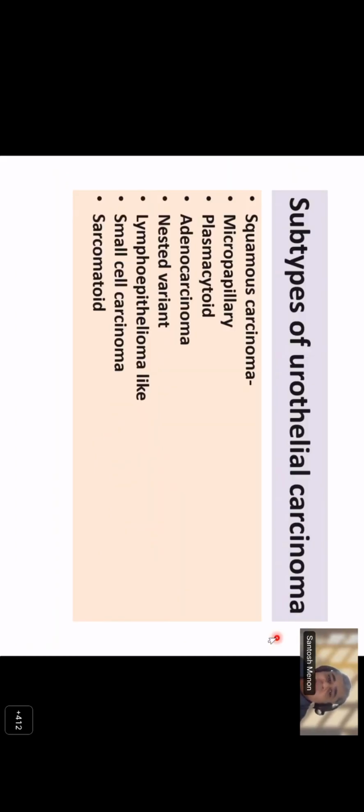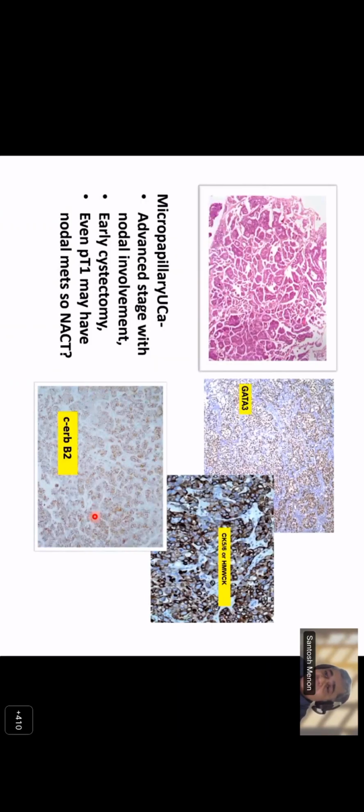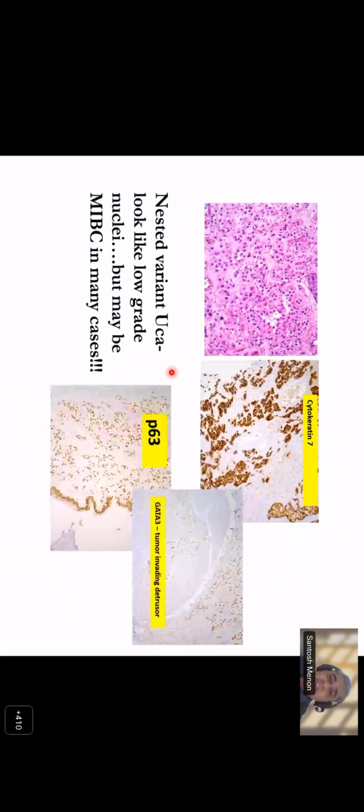So what are the different subtypes? These are the ones: squamous, micropapillary, plasmacytoid, adenocarcinoma, nested. Squamous is easy to diagnose. The importance is that the squamous one is responsive to PD-L1 therapy, especially in the metastatic setting. A micropapillary is positive for GATA3. They may be positive for CK5/6 and HER2, as I've already told. They have advanced stage at presentation, and an early cystectomy may be offered to these patients, even if they are not muscle invasive cancers. And that's the importance.